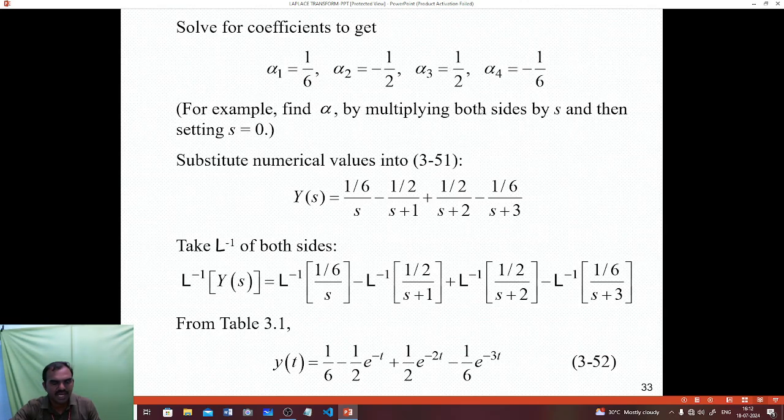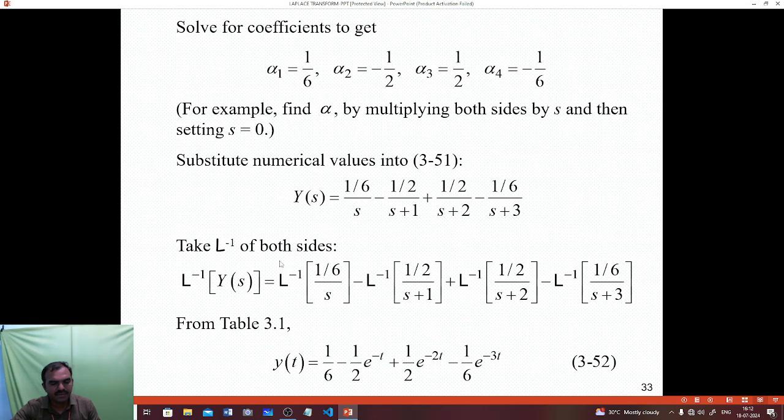So substitute these values in the previous equation. Alpha 1 value 1 by 6, alpha 2 is minus 1 by 2, alpha 3 is 1 by 2, alpha 4 is minus 1 by 6. So taking L inverse on both sides, L inverse of Y of s equal to L inverse of 1 by 6 by s minus L inverse of 1 by 2 by s plus 1 plus L inverse of 1 by 2 by s plus 2, then minus L inverse of 1 by 6 by s plus 3.